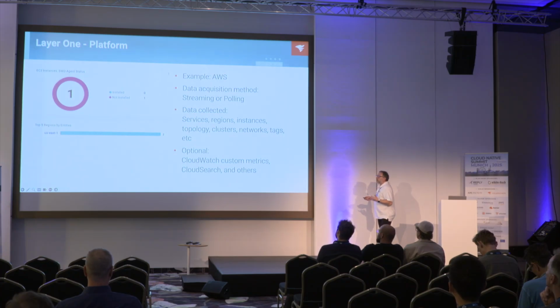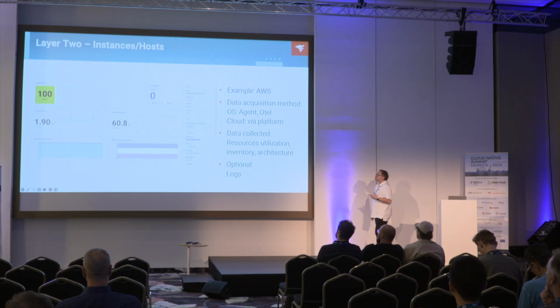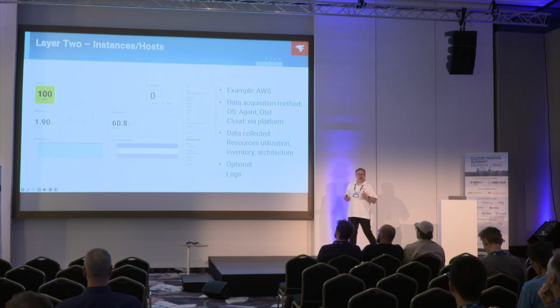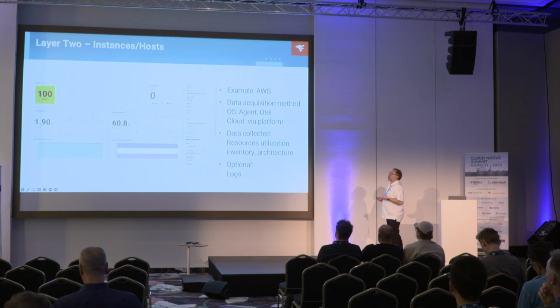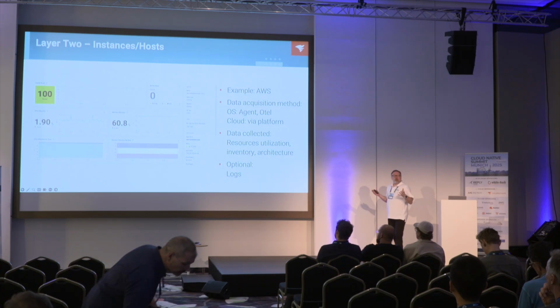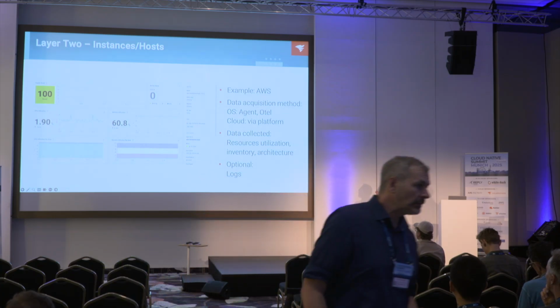So layer 1, the platform. Let's move on. Layer 2 would be instances or hosts. And this could be anything. In my example, again, this is an AWS instance. That could very well be something that sits on VMware.